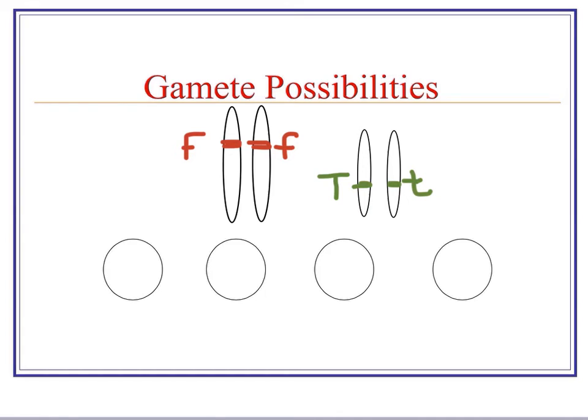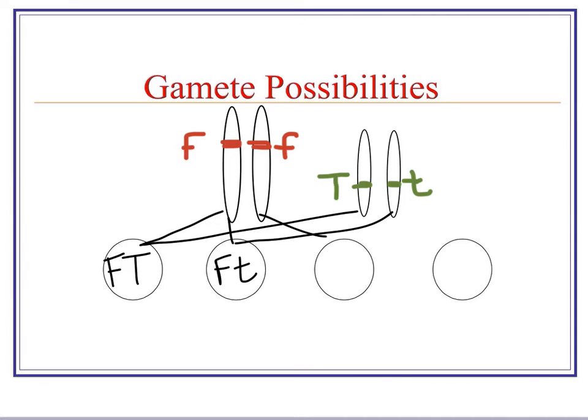I always use something from algebra, the FOIL method: first, outer, inner, last. Basically what that means is I'm going to take the first combination, so big F, big T, then the outer pair, big F, little t, then the inner, little f, big T, and then finally the last, little f, little t. Notice that there are now 4 different possible combinations, right? 1, 2, 3, 4. They are all unique.